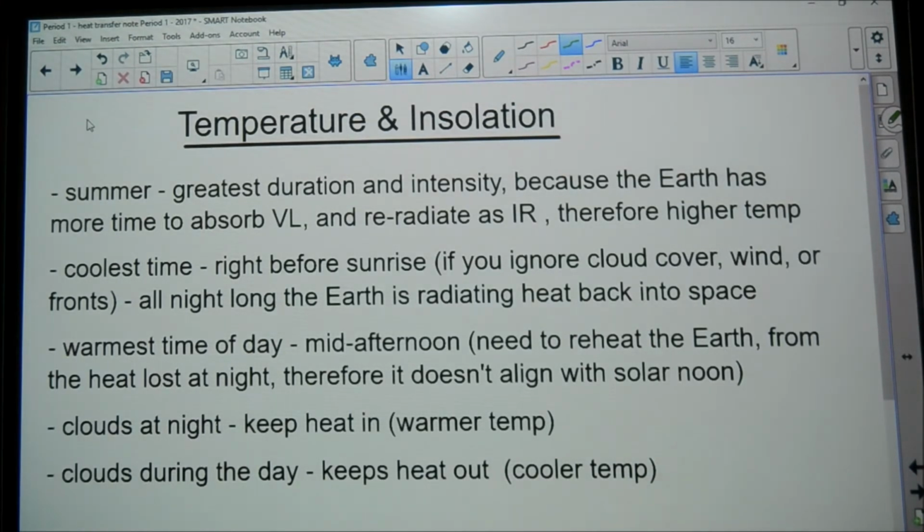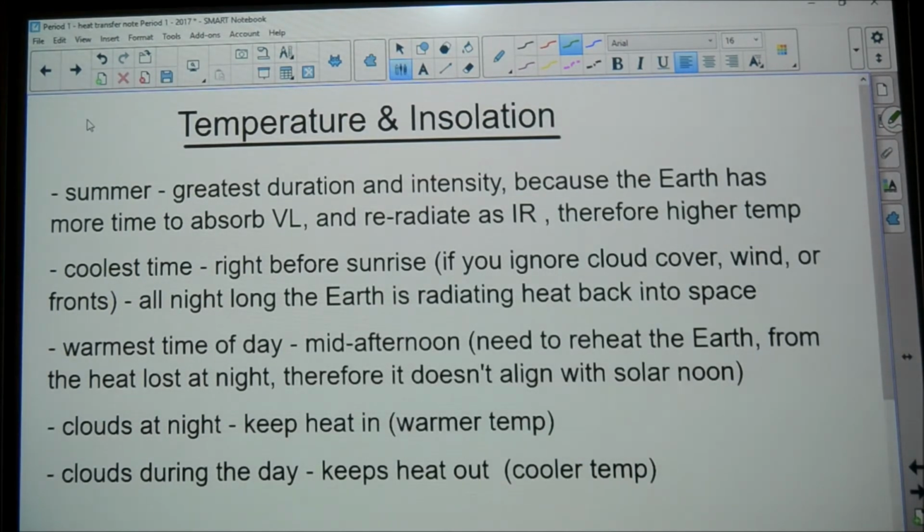The warmest time of day, a lot of people think, is solar noon because it's got the highest intensity. Not true, because remember, all night long you've been radiating off heat, you've been giving it off. You get that lag time because now you have to reabsorb heat energy. All right, so it's not going to be solar noon when it's most intense.